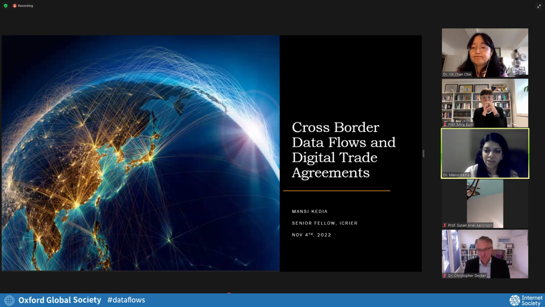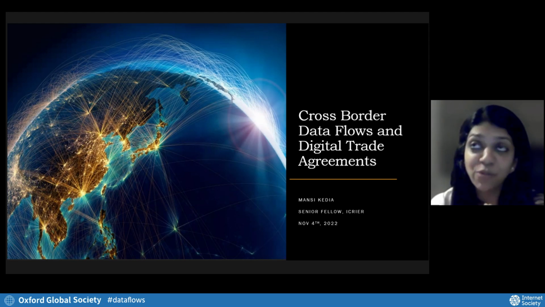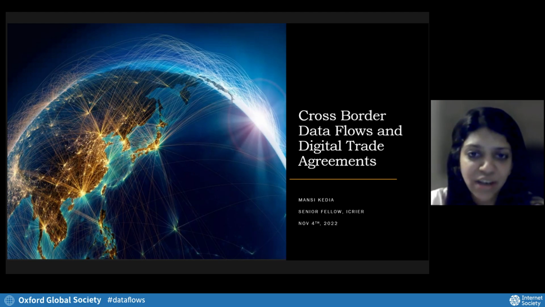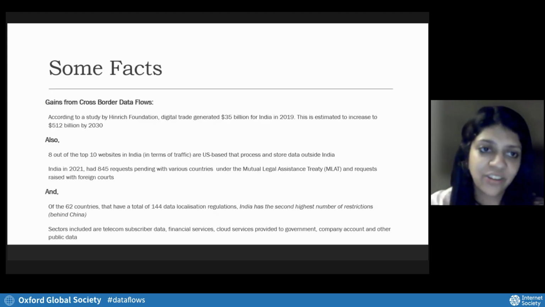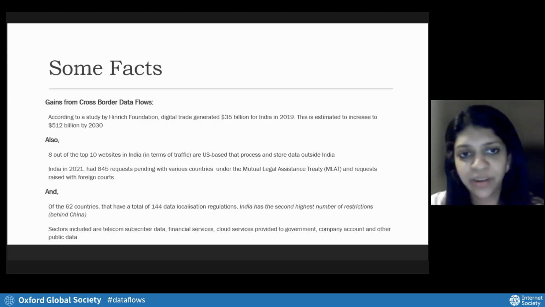So I'll skip over those and try to focus on where we are in India and how India is not unique, I'd say, but still navigating what it wants to do with cross-border data governance. I don't think they have a position, or they have, but they seem to still be figuring out to what extent and how to navigate it. So I'm going to cover India's current position on cross-border flow of data and how we got here, some evidence on the economic costs of data localization and how different industries have been impacted by that, how that may or may not influence the government's decisions on policies and regulations, and some discussion on the way forward.